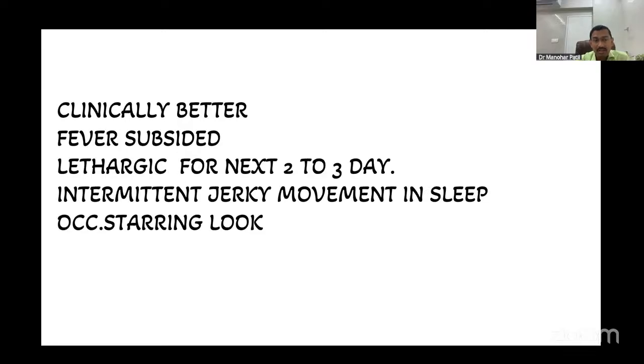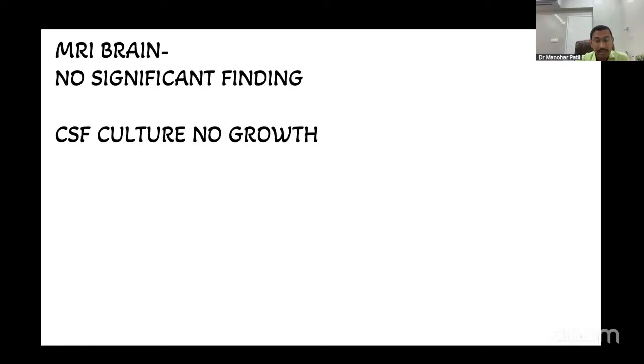Clinically, patient becoming better, fever subsided, but intermittently he was lethargic for the next 2 to 3 days, and there were intermittent jerky movements during sleep, and occasional staring look was there, but there were no clinical convulsions or seizure episodes. MRI brain was done on day 4th. That was almost normal. CSF culture, no growth.